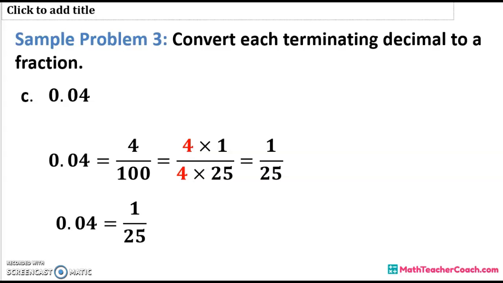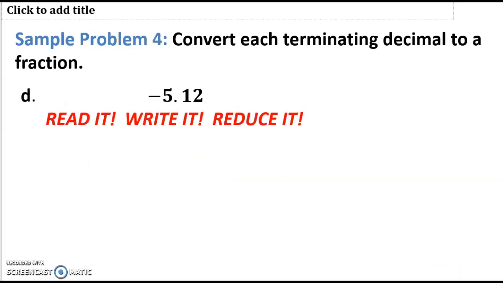When I read it, the 0.04 is 4 hundredths. Notice the 4 is in the second spot. That's hundredths. So 4 over 100. I then look at the 4 and the 100, and I try to think of a common factor that would go into both, which is 4. So I get 1/25.